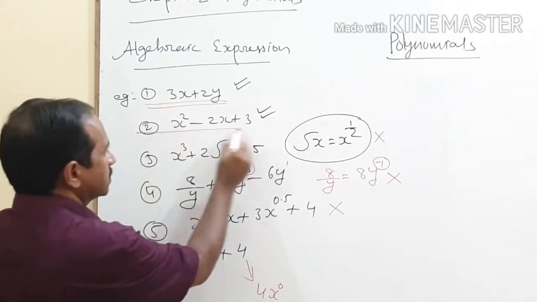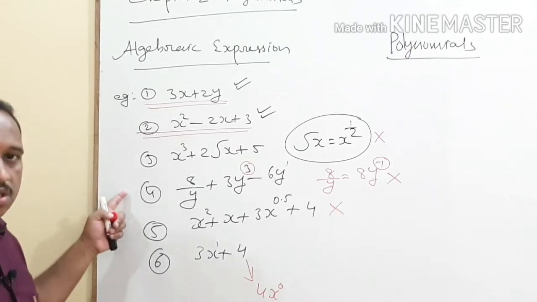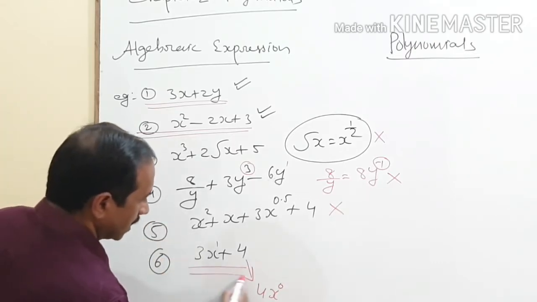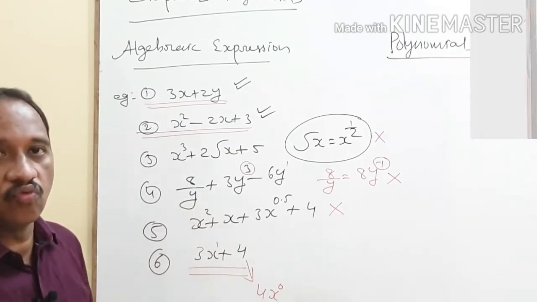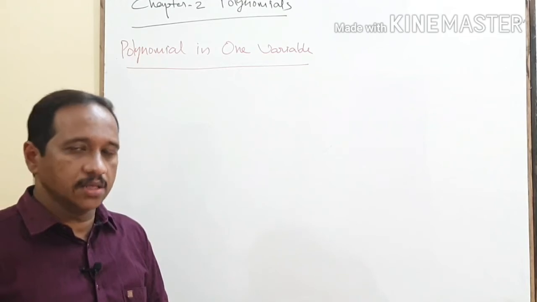The second one is a polynomial in one variable. Third, fourth, fifth are not polynomials. And the sixth one is again a polynomial in one variable. The next topic is, what is a polynomial in one variable?